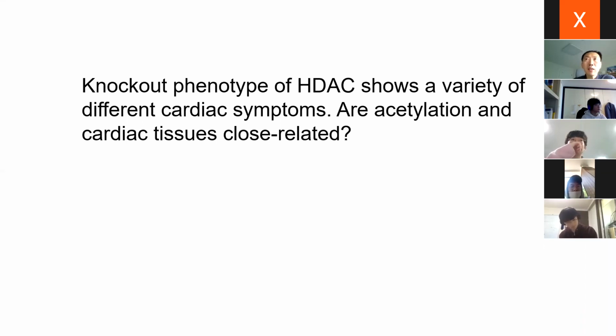So here is one case. Knockout means taking out the gene. If you take out HDAC, something happens in cardiac symptoms. Acetylation and cardiac tissue are closely related.